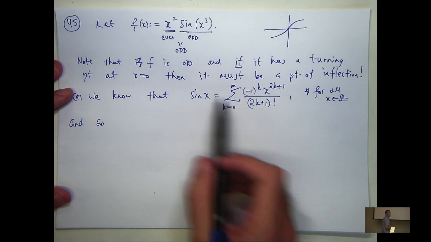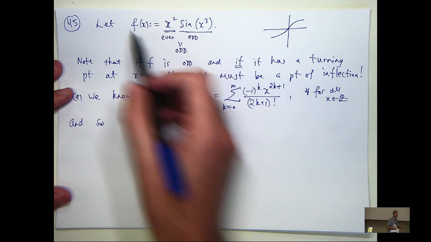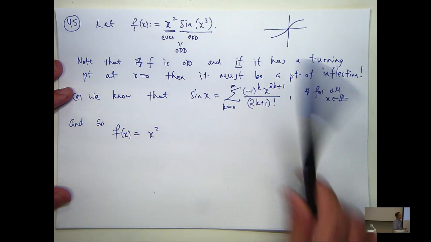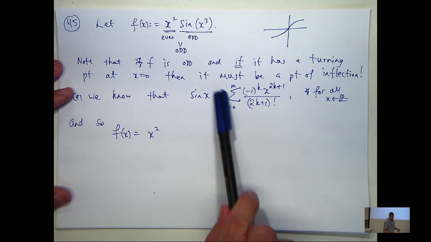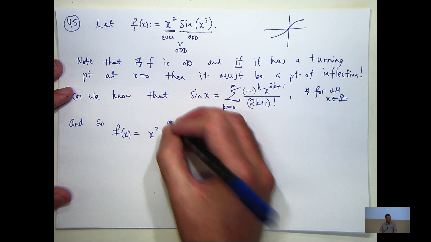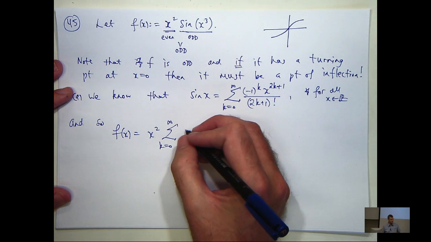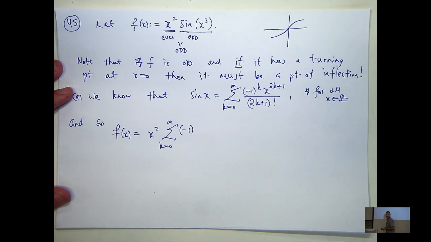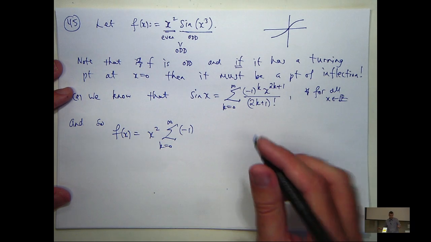So what's our series for f of x? Well, we replace x with x cubed and multiply the whole thing by x squared. Could you start with cos and then differentiate it? Interesting. Yes, you could. Yeah, that's interesting. Yep.